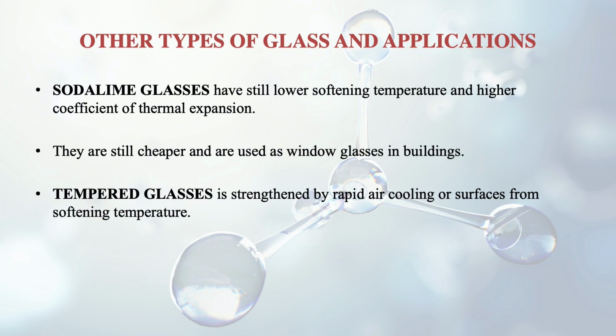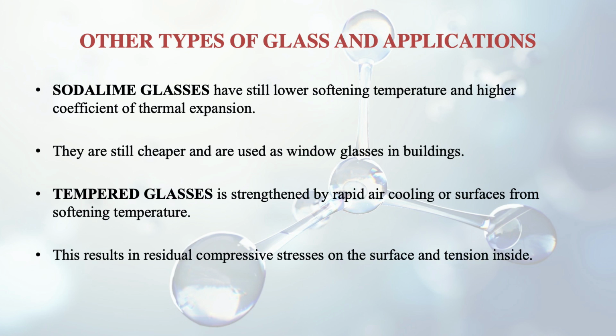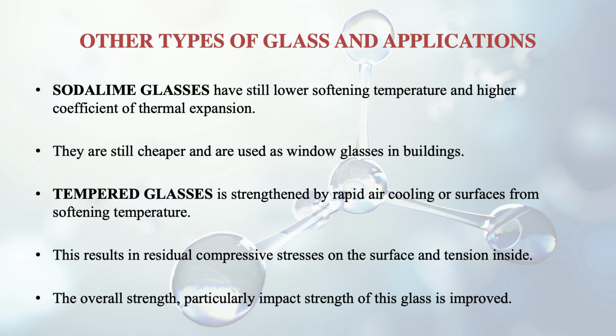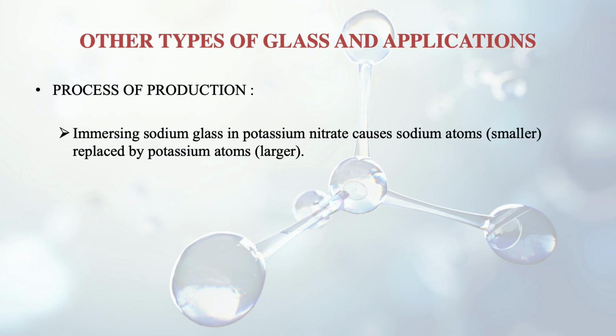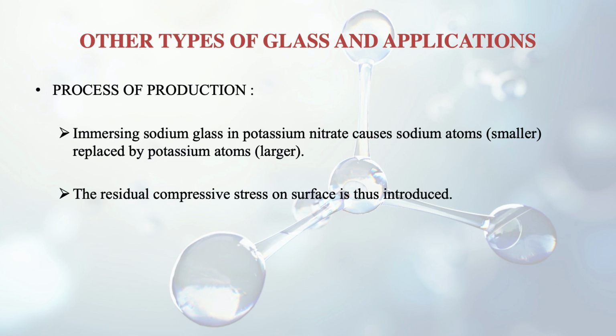And further we have the tempered glass, which is strengthened by rapid air cooling from its softening temperature. The consequence of this is that it will develop residual compressive stresses on the surface, and there will be tension inside the specimen. So overall strength and particularly impact strength of this glass is improved. And how do we produce it? By immersing sodium glass in potassium nitrate. It will cause the smaller sodium atoms to be replaced by the larger potassium atoms. So residual compressive stresses on the surface will be introduced, and tempered glass is used in automobiles.